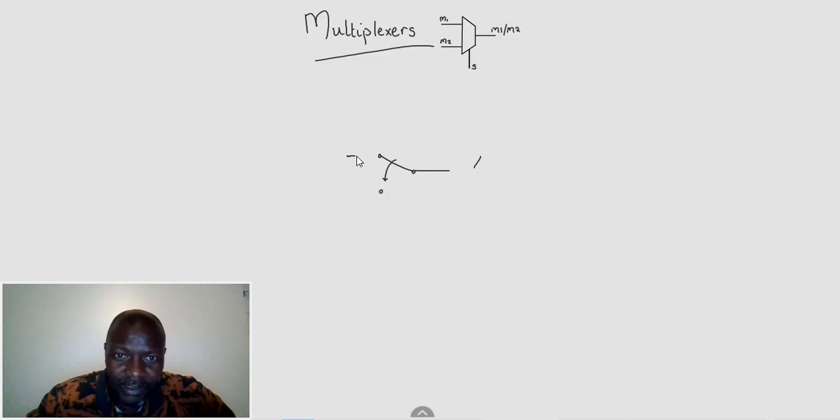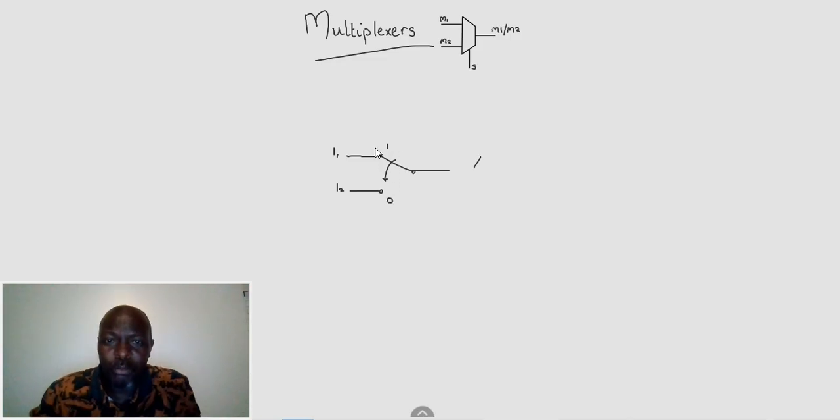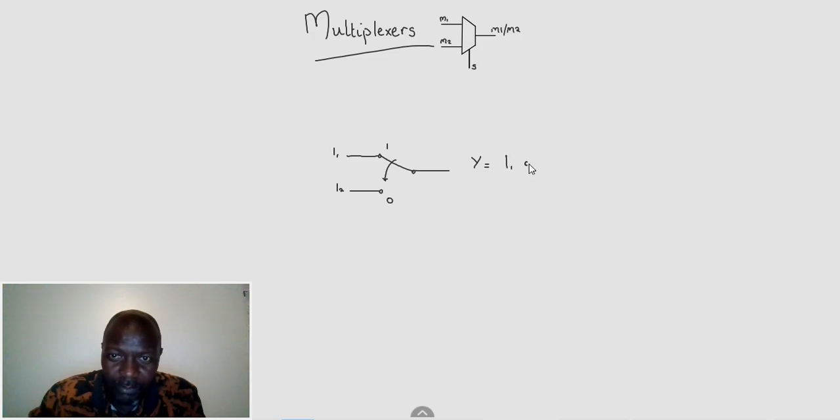You can see if I feed two different inputs here, input 1 and input 2, by simply toggling this switch from position 1 to position 0, our Y depends on where the switch is. If the switch is in position 1, I1 is out, or if the switch is in position 0, I2 will be out. This is the basic concept of multiplexing.